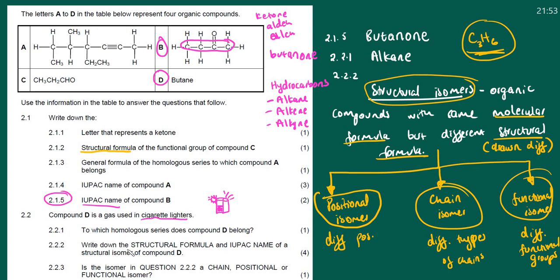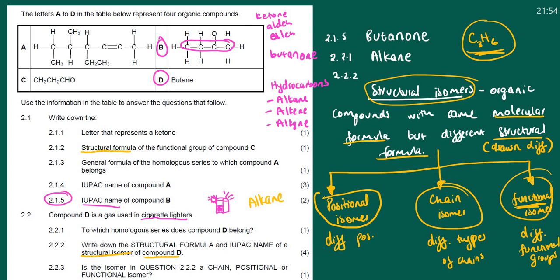So when they are asking you to write down the structural formula, it is to draw. They use the word write to make you forget that you have to draw. So you must always take note of the wording. And then they also want the IUPAC name of the structural isomer of compound D, which is an alkane. Now you must understand that alkanes don't have functional isomers. There's no way you will draw two different alkanes with the same molecular formula and the other one becomes an alkene and the other one an alkyne. There's no way. So alkanes don't have a functional isomer.